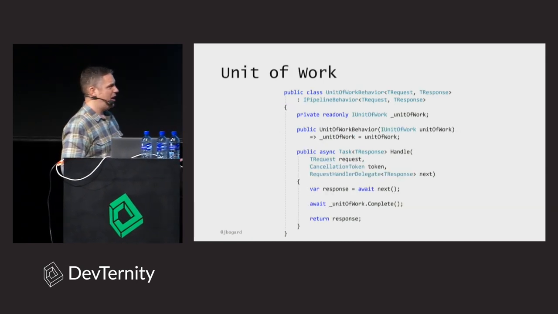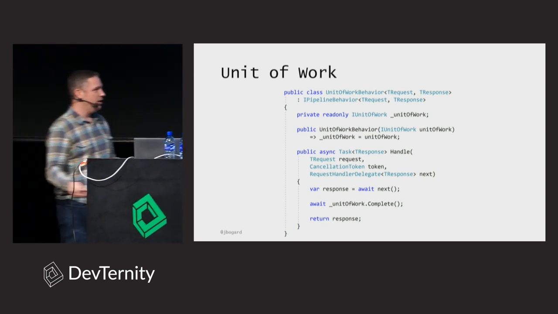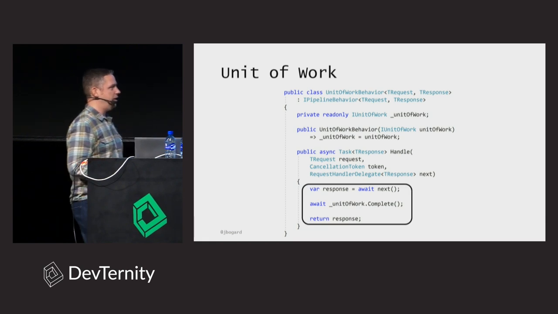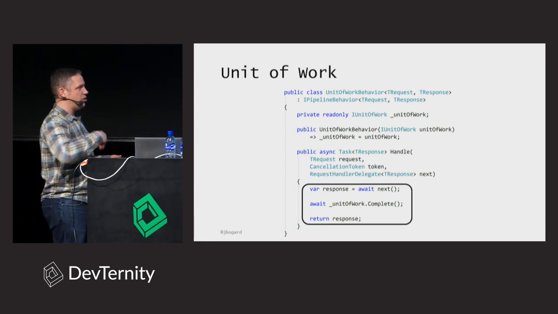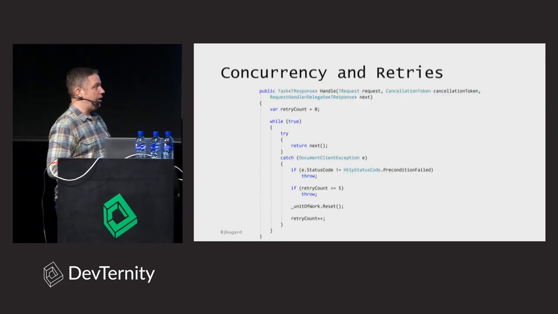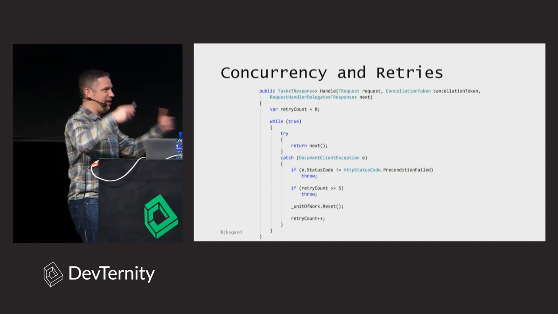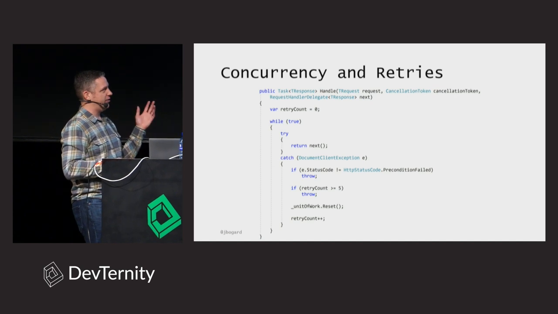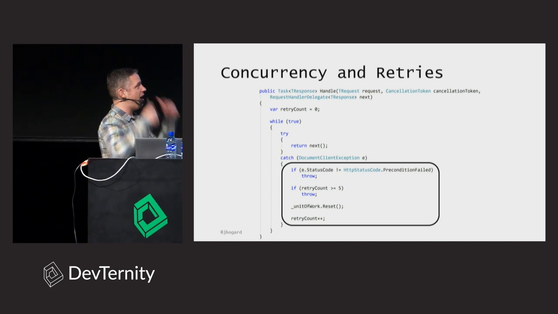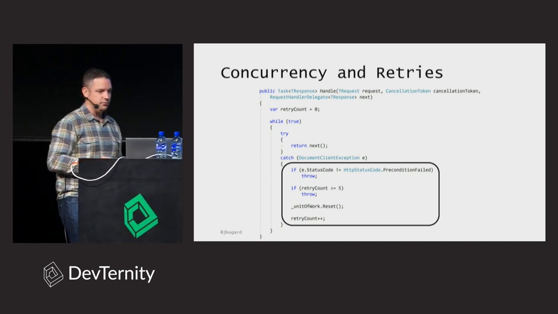Sometimes we have units of work. In this case, we were using a document database, MongoDB, where we wanted to do multi-document transactions. So we had to introduce a unit of work. We would perform the next operation, which could be a handler, and the final thing would be to complete the unit of work. We can do concurrency exceptions and retries. So in this case, if we're trying to save an object and we get some very specific concurrency exception, then we can retry our entire operation again and just perform this with an individual behavior.